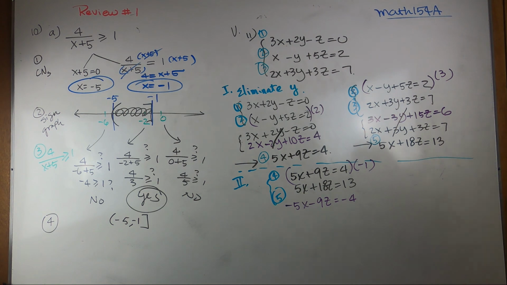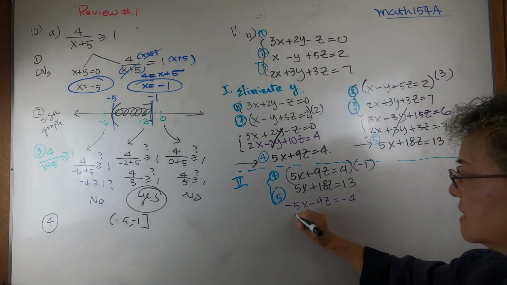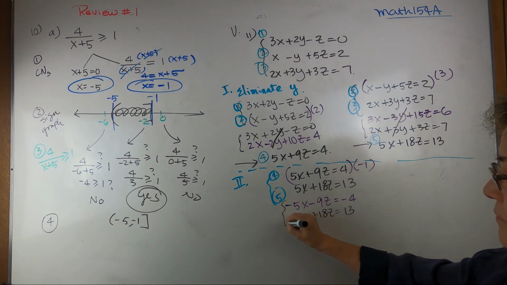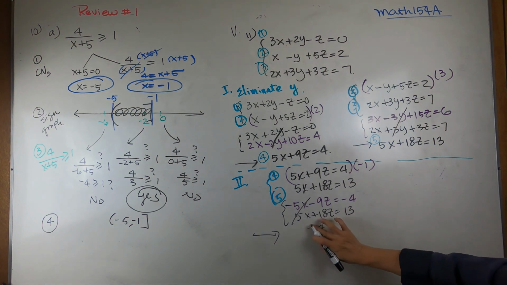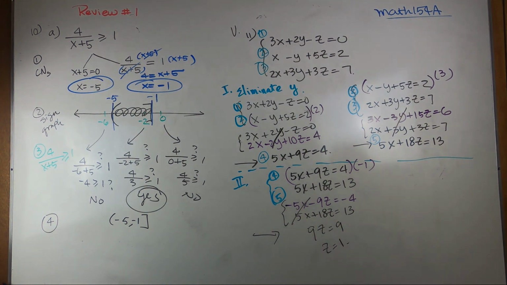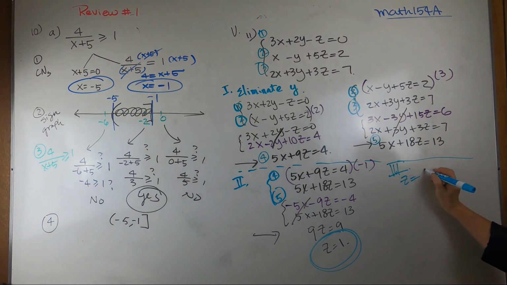Then rewrite your second one. Don't mingle with those, so you can see. So when you add it together, 9z equals 9. So z is 1. That's a good number. Usually for your test, I will give you a good number. For homework, maybe you have fractions. So okay, I have z equals 1.